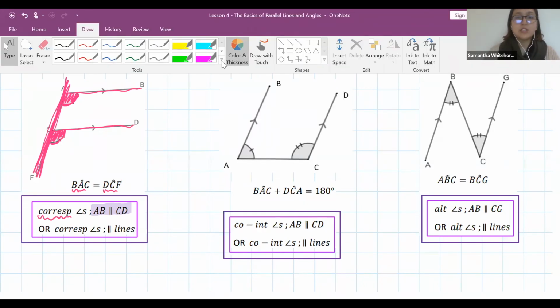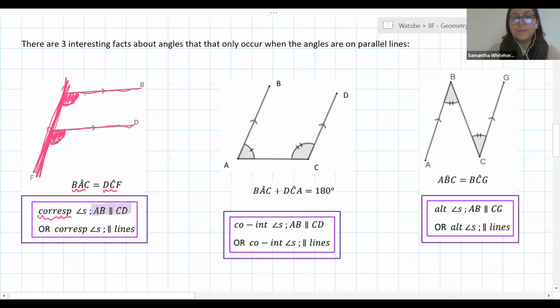The next relationship that we need to be mindful of is the U. Now, this is what we call co-interior angles. What's quite important here is that these angles aren't equal, but rather when we add them together, they are supplementary, or they add up to 180 degrees. So when I take this angle here at BAC and I add it to this angle here at DCA, I must get 180 degrees. So those are co-interior angles. That's what co-int stands for. And again, we state which lines are parallel that we are working with.